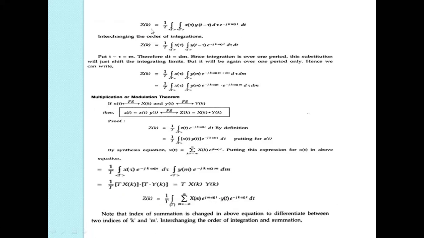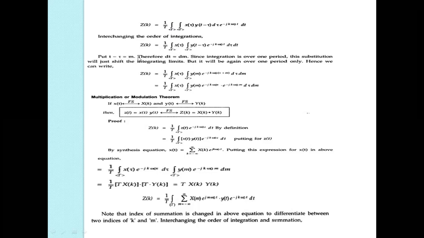Z of k is equal to 1 by T, the integral over T of x of tau, y of t minus tau d tau, e power minus jk omega naught t dt. Interchanging the order of integrations, I'm taking the 1 by T, the integral over T of x of tau as a function, remaining the integral over T of y of t minus tau e power minus jk omega naught t dt, and the d tau.